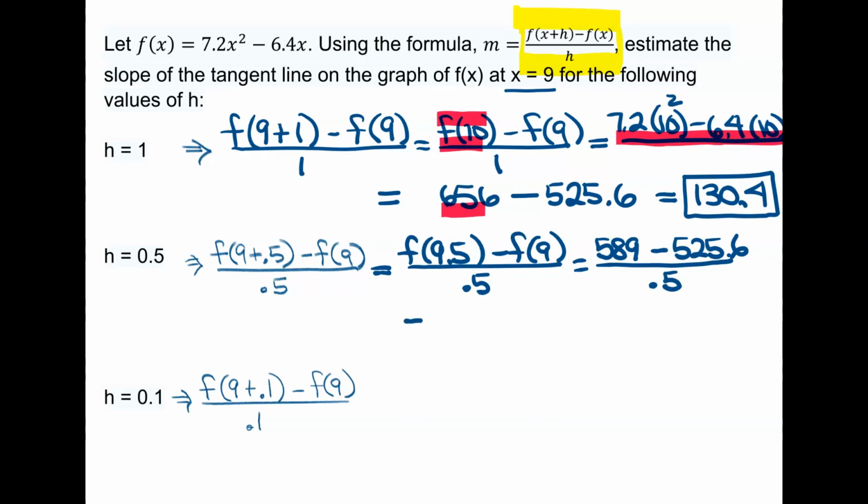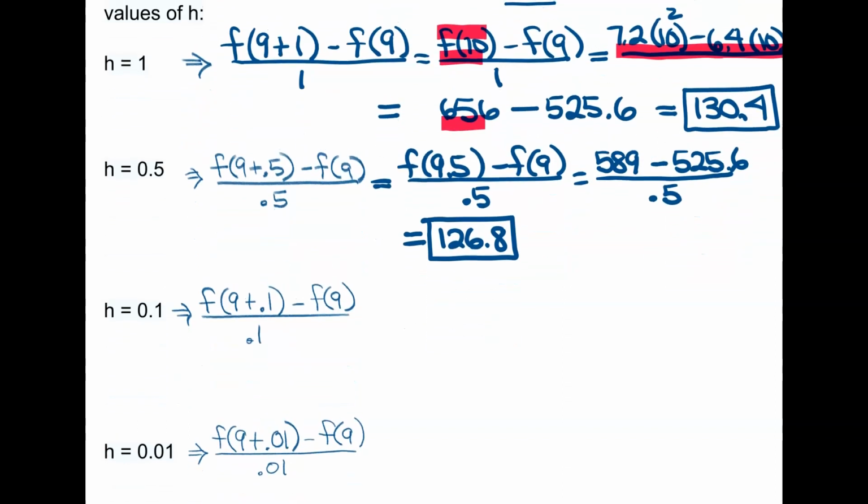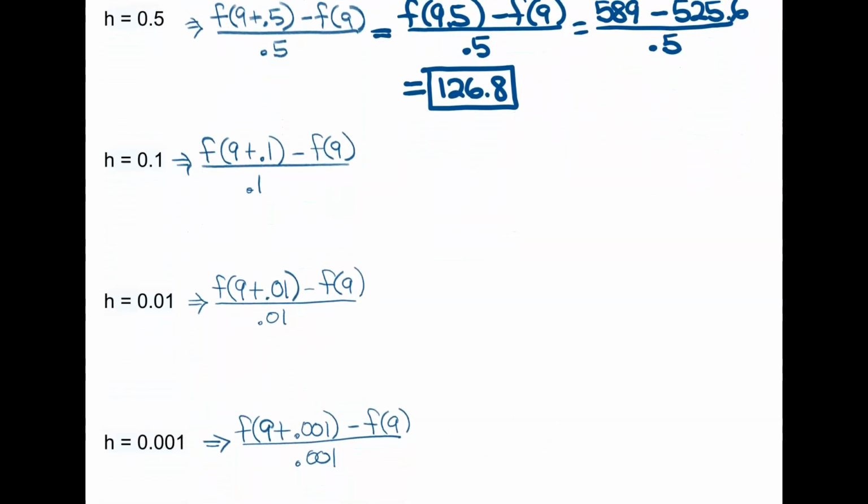We divide that by a half, or 0.5. Typing that into your calculator, for the h value of a half, we get a tangent line slope of 126.8. So that should be a better estimate of the slope of the tangent line at 9. Again, if you want to get more accurate, you pick a smaller value for h, and so on. The next three pick smaller values for h: we go to 0.1, 0.01, and 0.001, again plugging them into the calculator.